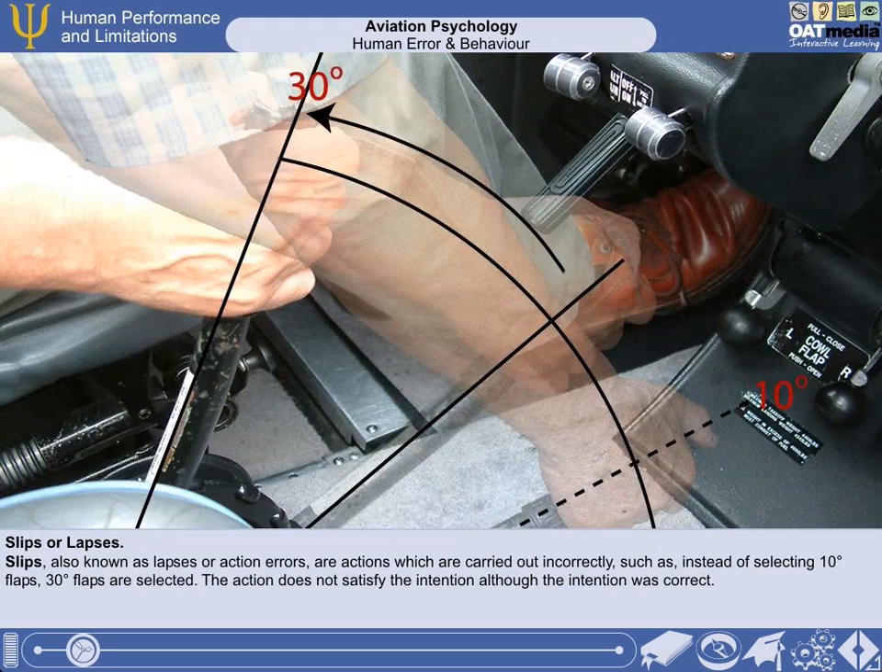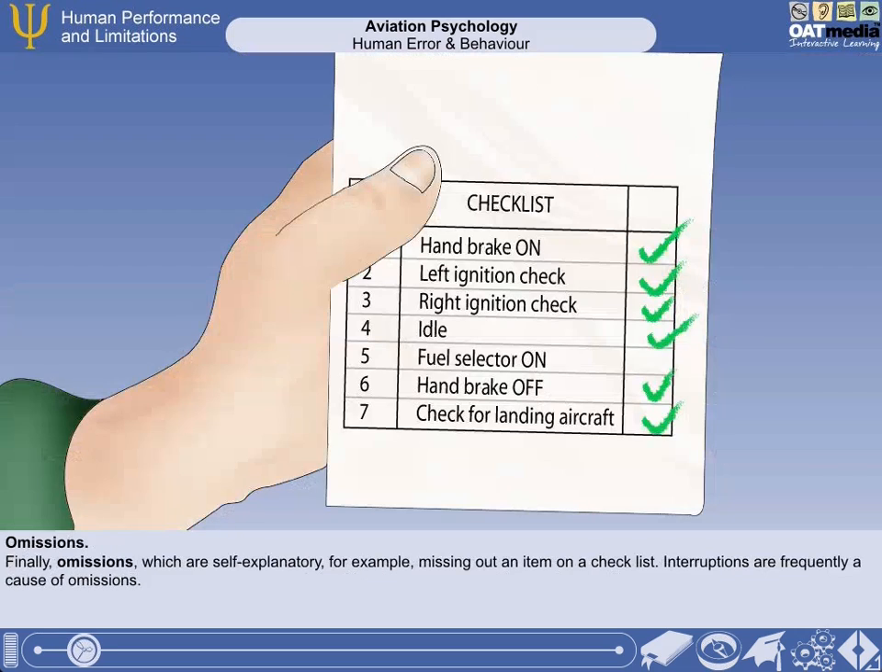Slips, also known as lapses or action errors, are actions which are carried out incorrectly, such as instead of selecting 10-degree flaps, 30-degree flaps are selected. The action does not satisfy the intention, although the intention was correct. Finally, omissions, which are self-explanatory. For example, missing out an item on a checklist. Interruptions are frequently a cause of omissions.